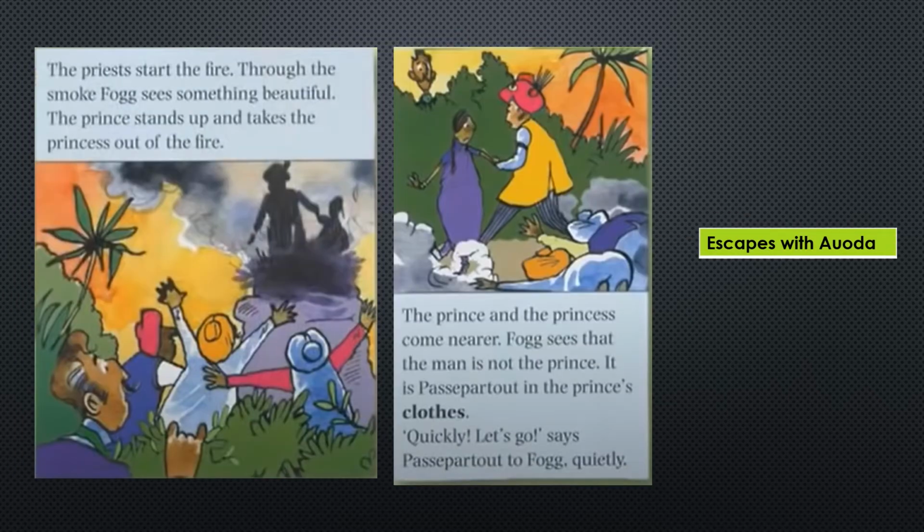The priests start the fire. Through the smoke, Fogg sees something beautiful. The prince stands up and takes the princess out of the fire. The prince and the princess come nearer. Fogg sees that the man is not the prince, but it is Passepartout in the prince's clothing. "Quickly, let's go," says Passepartout to Fogg quietly. So here is an attempt of Passepartout to escape and help Auda from the fire, which is called the sati system in India.